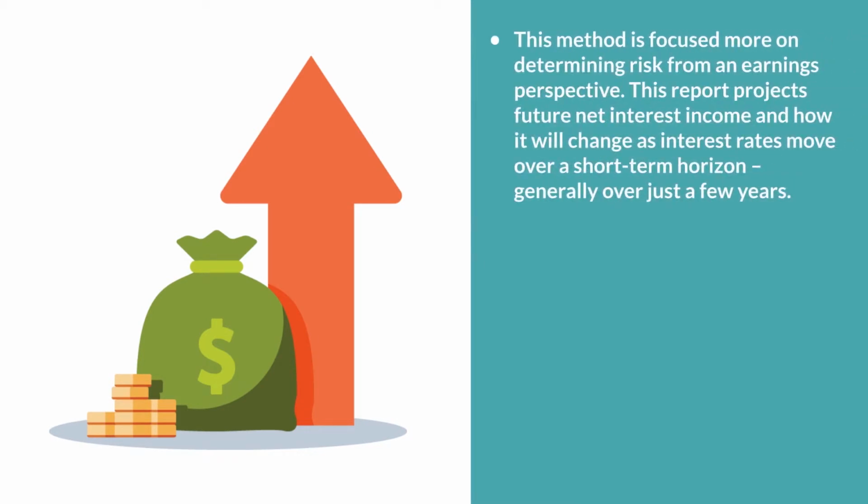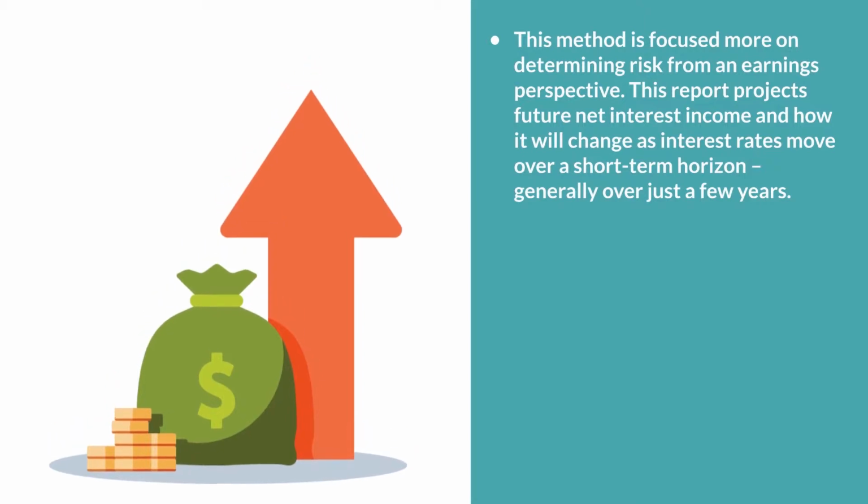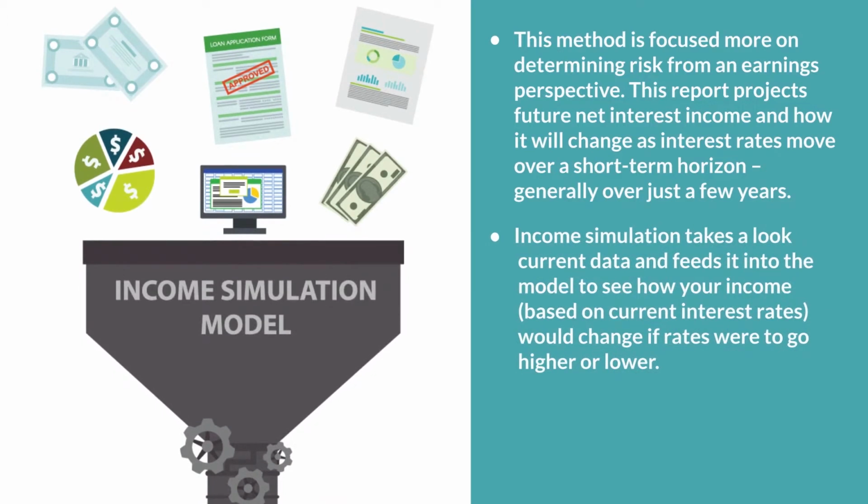This method is focused more on determining risk from an earnings perspective. It is easiest to think of the income simulation modeling as a projected income statement. This report projects future net interest income and how it will change as interest rates move over a short-term horizon, generally over just a few years. What this does is take a look at current data, meaning all of your shares, all of your loans, any borrowing that you're holding, and your investments. The information is then fed into the model to see how your income, based on current interest rates, would change if rates were to go higher or lower.